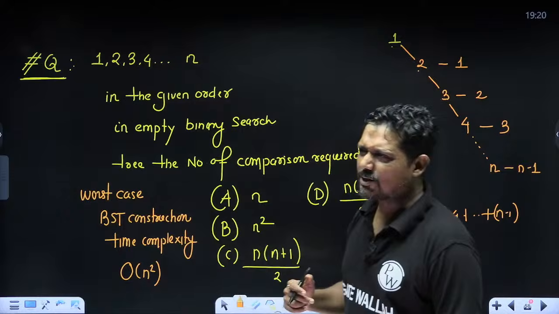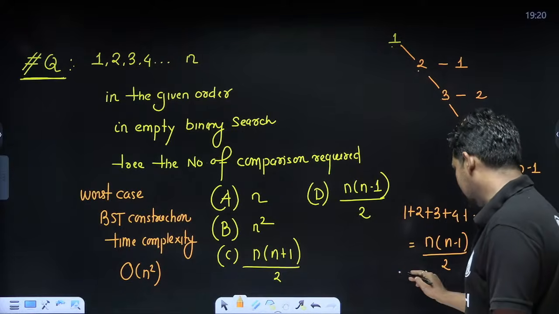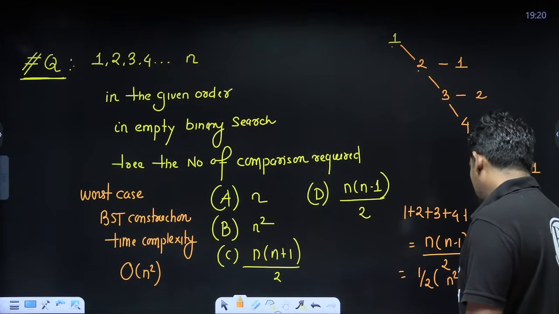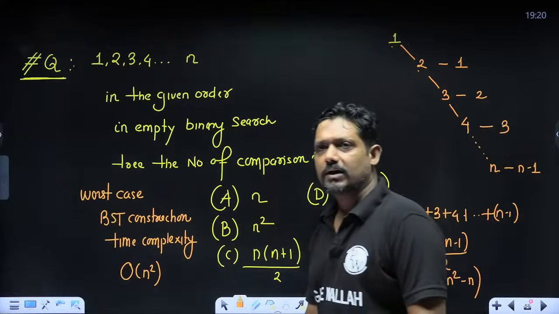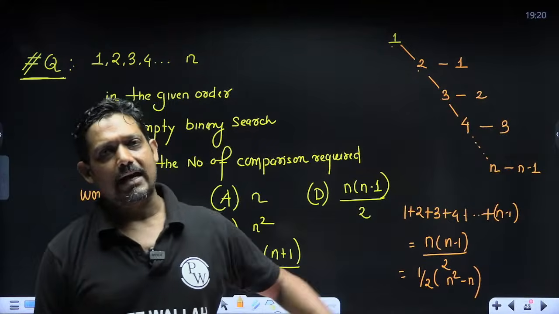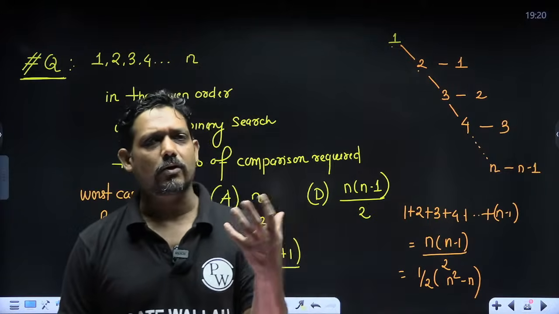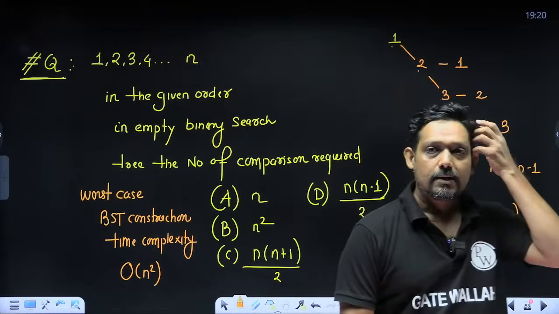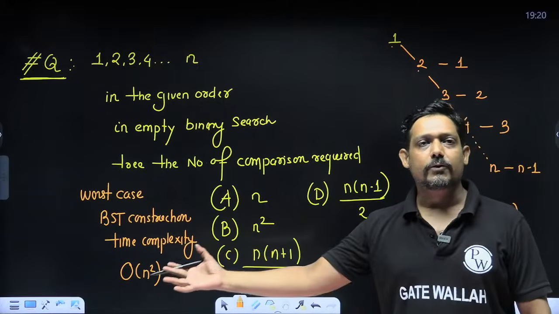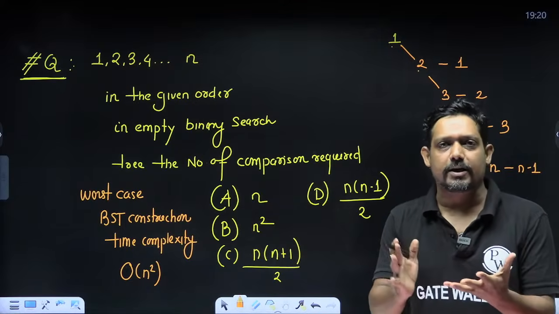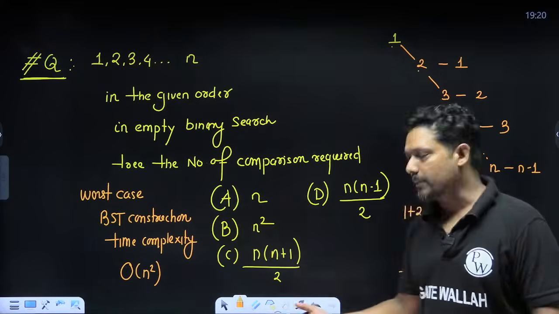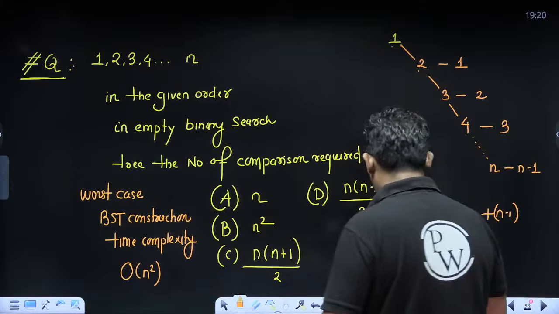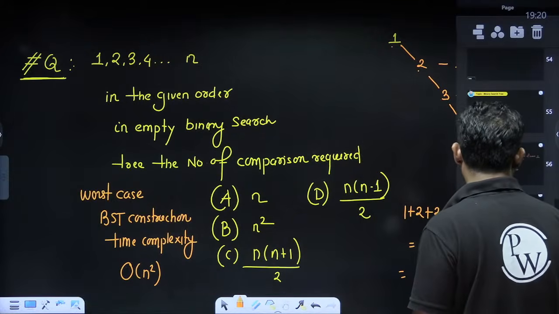Okay, why is it n square, sir? Where is n square coming from? Where are the other terms? If you open this, it will come as 1 by 2 n square minus n. So the largest power we consider, we ignore the constant and the lesser terms, and that is the reason we only consider order n square as the worst case maximum time. Great, very nice. So this is about BST construction.